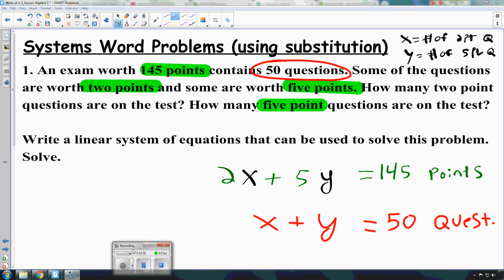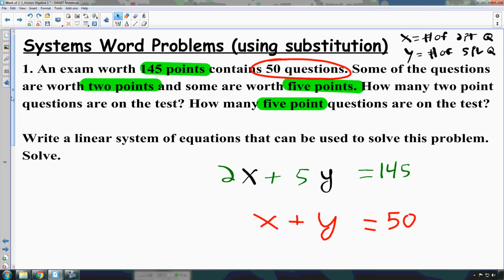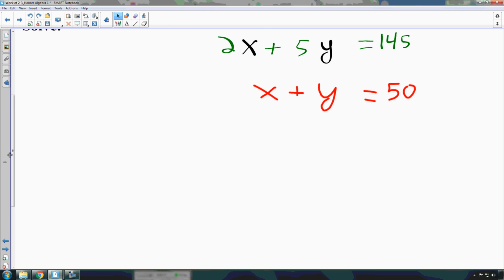All right, so here's the thing. Once you set up this system of equations, you've done the hardest part of this whole problem, because now you pretend it's a worksheet. You don't really need to focus on the fact that this is the points equation and this is the questions equation. In a way, you simply scroll down and solve this, and that makes it a lot easier. So ignore the fact that you were doing a word problem and just crunch out the numbers.